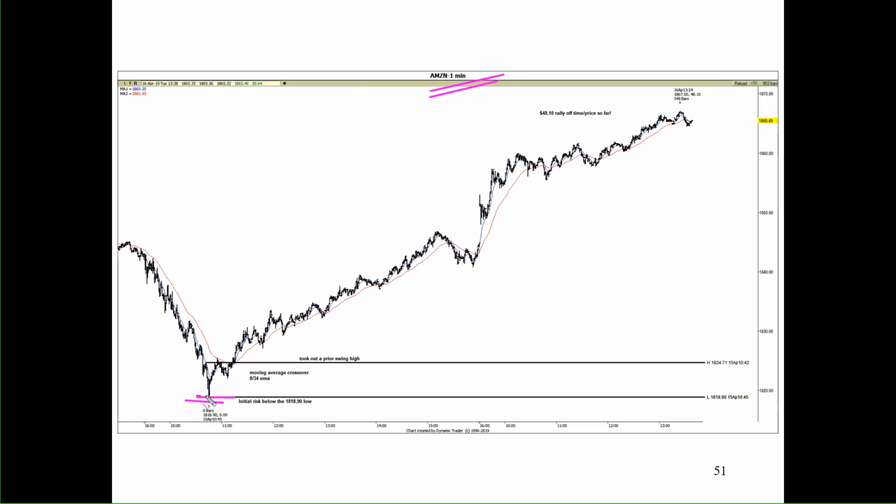Okay, and in this case, after making the low into support and timing, you had the moving average crossover, and you also had taken out a prior swing high. Once both of those things occurred, then Amazon was a buy, and your initial stop would have been underneath this last low, or underneath the low end of the zone, either way. But you did get the crossover, and a beautiful rally followed.